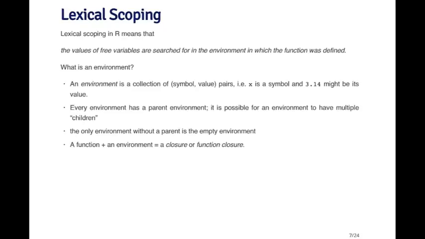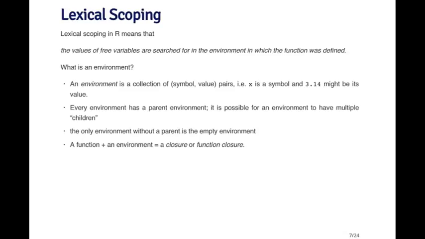So this lexical scoping, the rules in R, can be summarized by the following sentence: the values of free variables are searched for in the environment in which the function was defined. Okay, so think about that for a second, maybe repeat it a few times. And so what's an environment? An environment is a collection of symbol value pairs, right? So x is a symbol and 3.14 might be its value. So every symbol has a value bound to it, and you can think of everything in R as being pairs of symbols and values, right? So another symbol might be y, and its value is a data frame, for example.